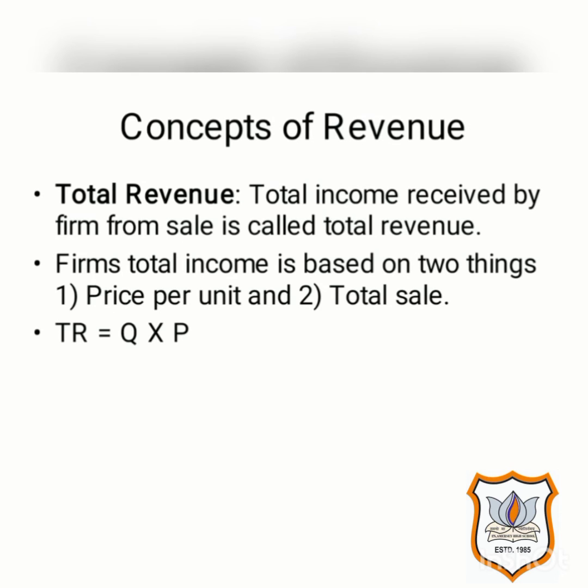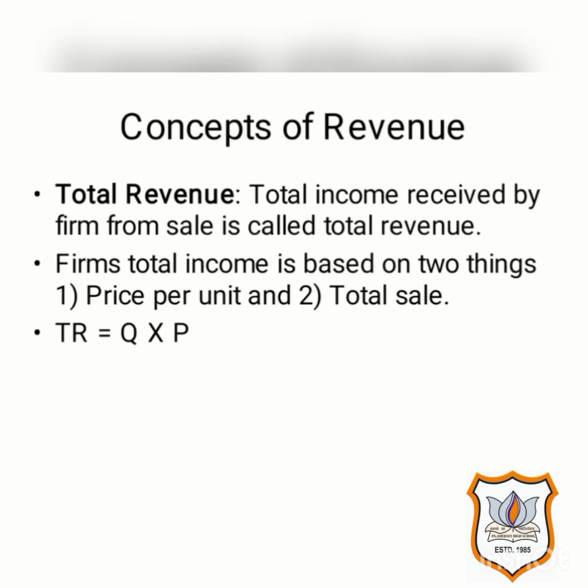Now, talking about the concepts of revenue, as this chapter not only covers the concepts of cost but it also covers the concepts of revenue. So first of all we are supposed to study total revenue. Total income received by a firm from sale is called total revenue. That means whatever income is received by a firm by selling units of output is said to be the total revenue of that firm.